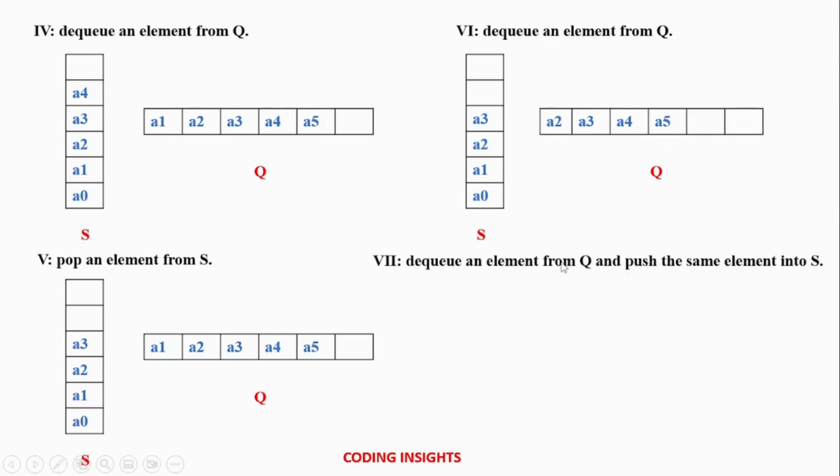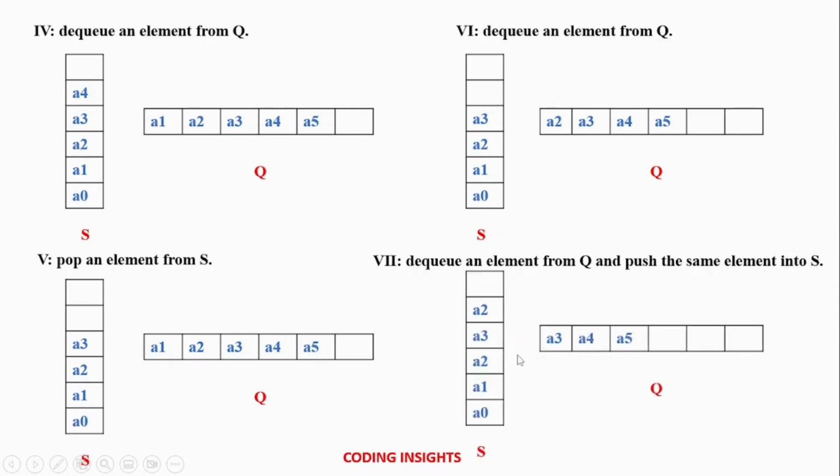The seventh operation is dequeue an element from queue and push the same element into the stack. So we have to remove an element from the queue and push the same element into the stack. So here we'll be removing A2 from the queue and we will be pushing that A2 into the stack. So A2 is removed from the queue and it is pushed to the stack.